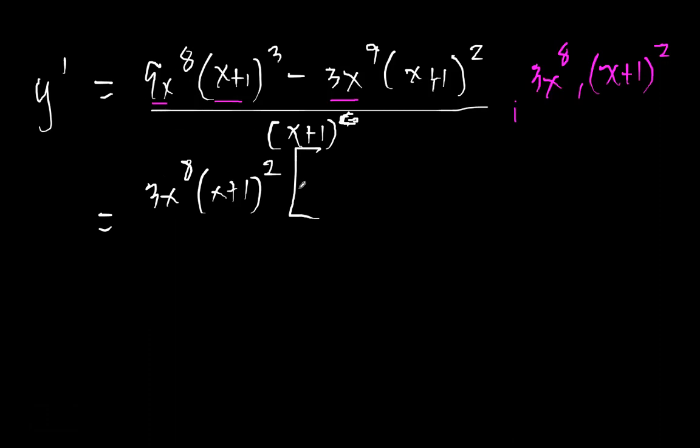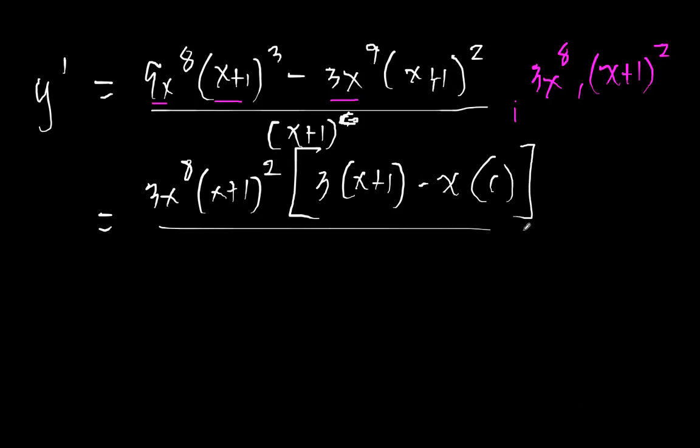So 3x^8, this becomes 3, and (x+1)^2, so this becomes x+1, minus 3x^8 was already factored out, so we have x here, and (x+1)^2 was factored out, so this becomes 1, all over (x+1)^6. So let's simplify again this expression.